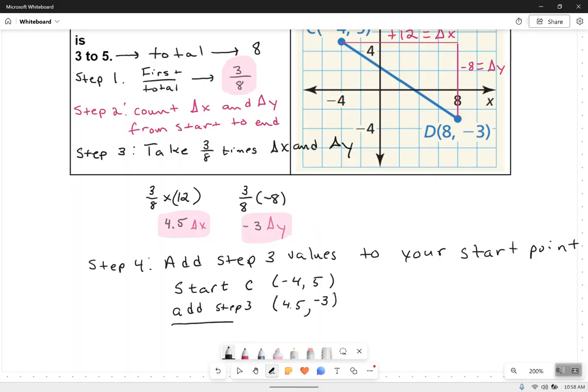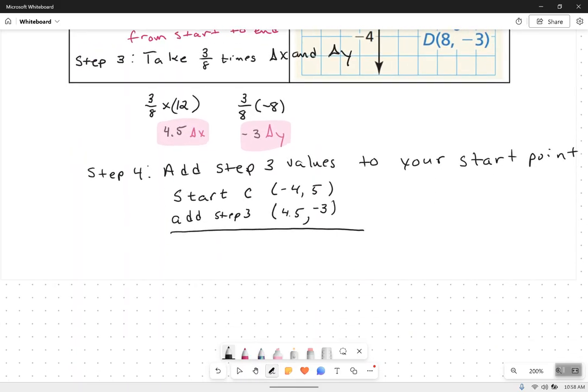Okay, here's what we're going to do. We're going to total these up. Okay, and my solution is going to be right here. Okay, kids, help me out. What's -4 and 4.5 add up to be? X is 0.5. What's the 5 and -3 combined to when you add them up? 2. Okay, so we think the point is what coordinate, kids? 0.5, 2. So let's go back to our graph and check this out.